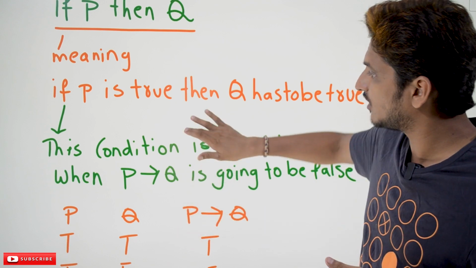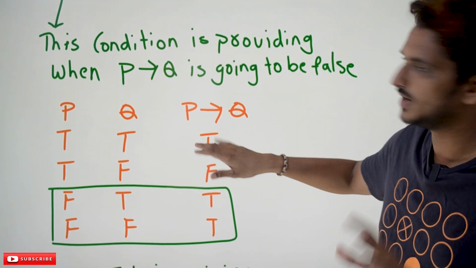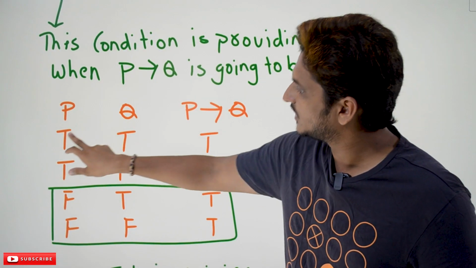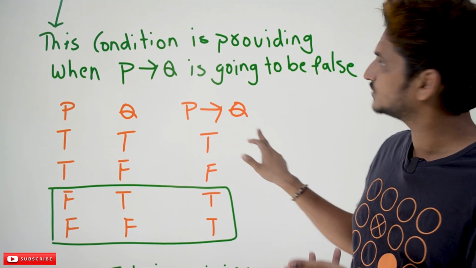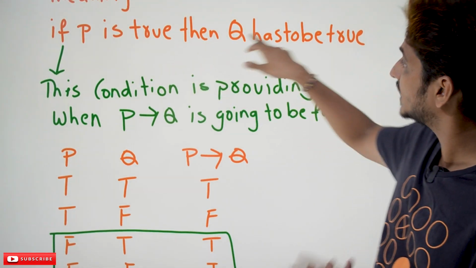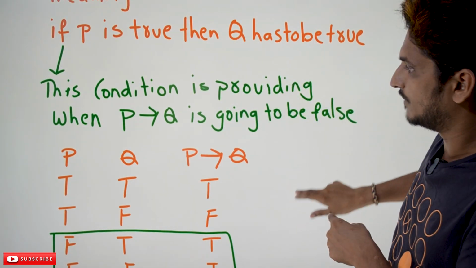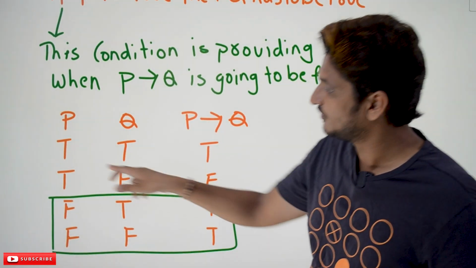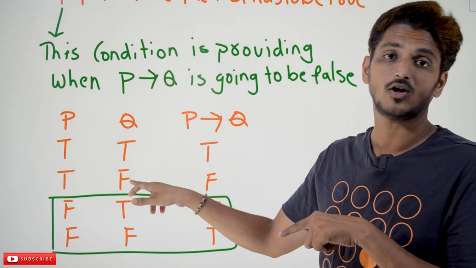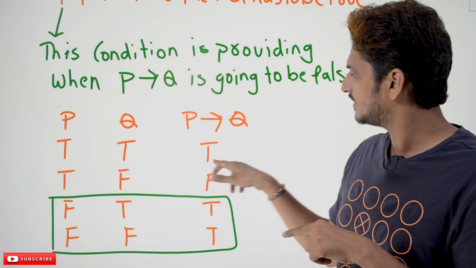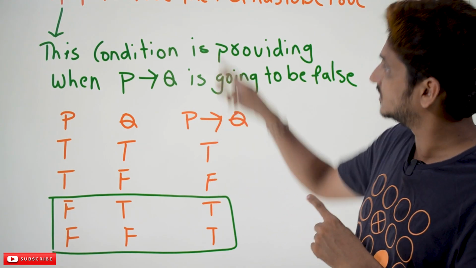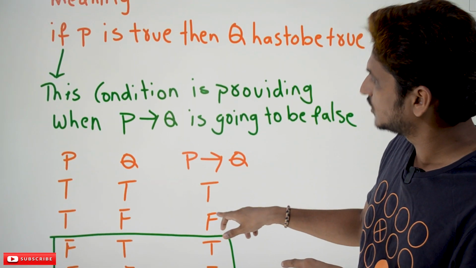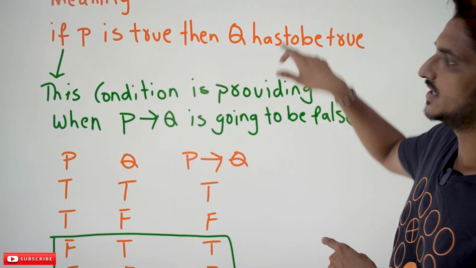When is it going to be false? Let's try to understand the truth table. P, Q: if P is true and Q is true, yes, P implies Q is going to be true. That is what this condition says. If P is true, then Q has to be true. But if P is true and Q is false, then P implies Q is going to be false. That is the condition.